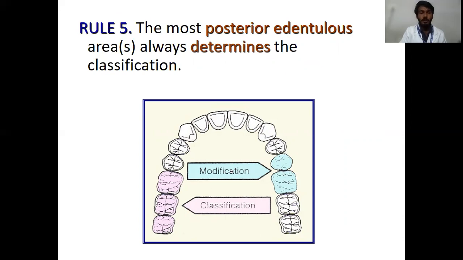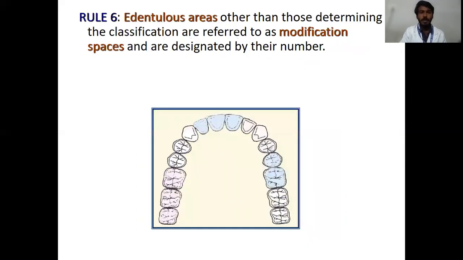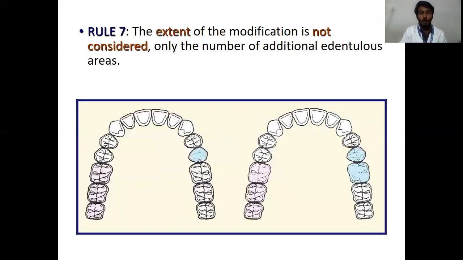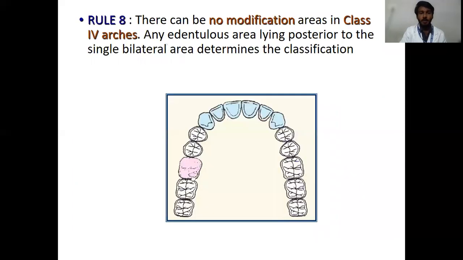And rule 6: edentulous areas other than those determining the classification are referred to as modification spaces and are designated by their number and not by their extent. Rule 7: the extent of modification space is not considered, only the number of additional edentulous areas is considered. And rule 8: there can be no modification space areas in class 4 arches.